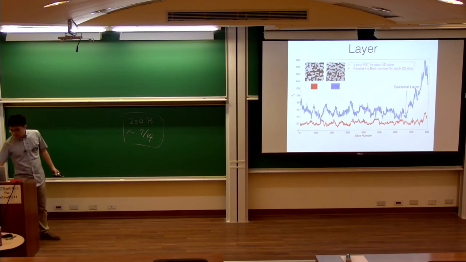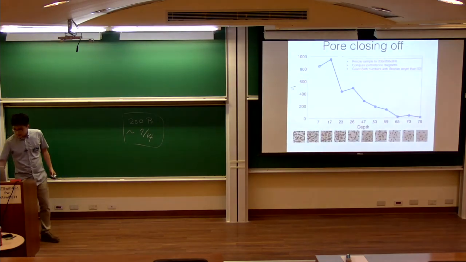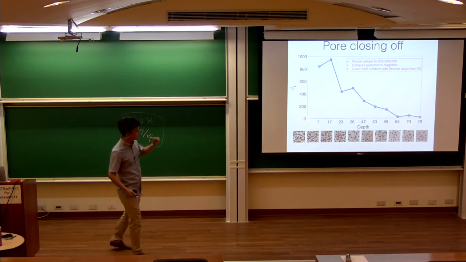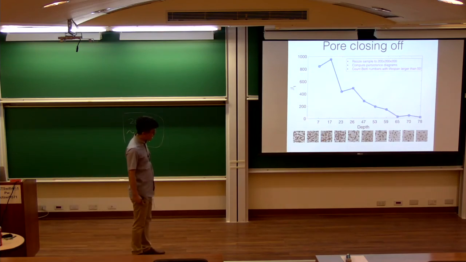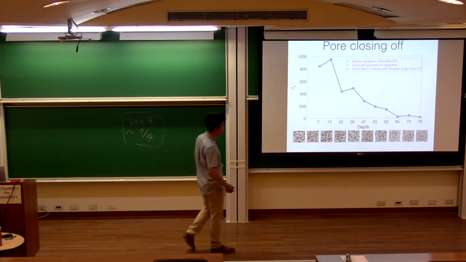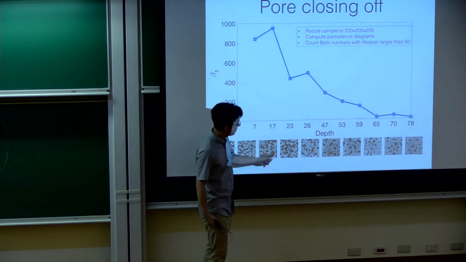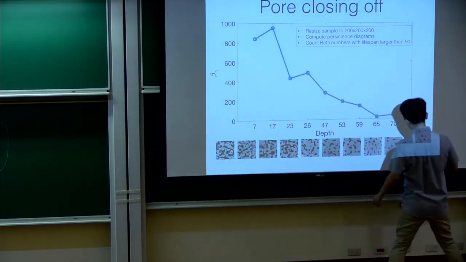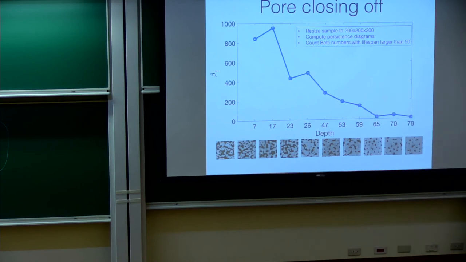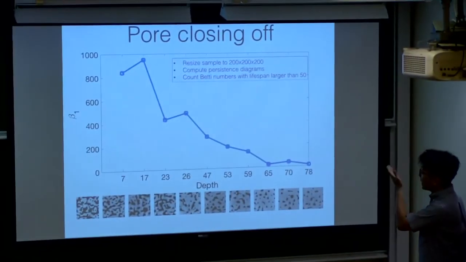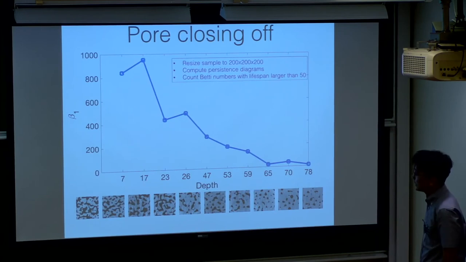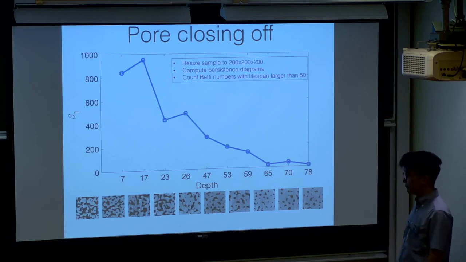Okay. And now, another thing I want to mention is this. This is a very simple calculation, right? So I have very different depth samples. I have 7 meter, 17 meter, 23 meters, up until 78 meters, right? So if you look at those samples, this is just one snapshot. This is really a three-dimensional object, but this is just one snapshot. And we calculate three-dimensional images, and then we calculate the Betti number, roughly speaking.